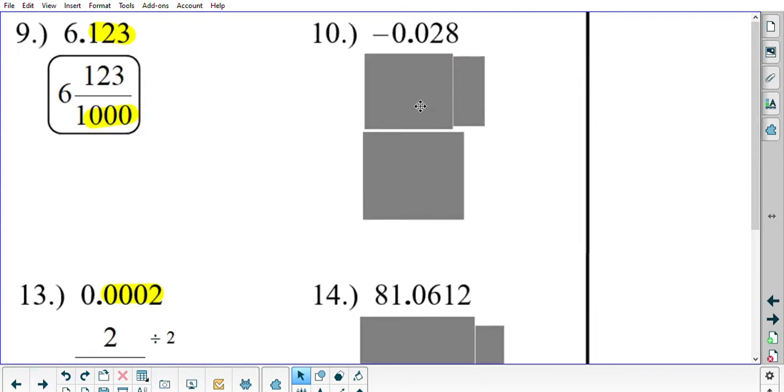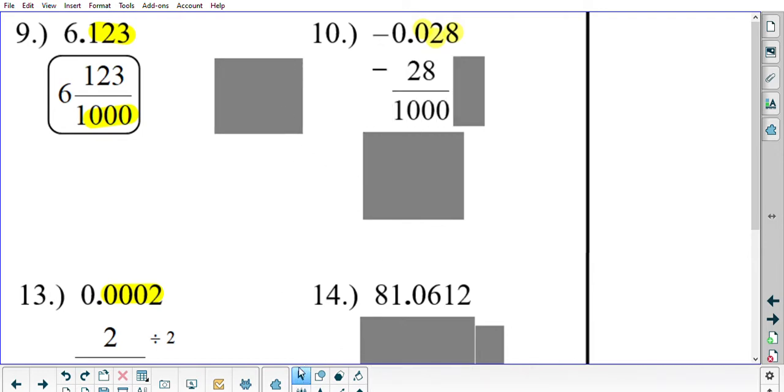Moving on, number 10. Did you throw the negative in front of the fraction? I hope you did. This is going to be, let's count the place values here. We have tenths, hundredths, thousandths. So this should be negative 28 thousandths. Now, there's two places you can put the negative. You can put it in the numerator, or you could actually put it to the left of the fraction, kind of in front of the fraction. They actually will both be equivalent to each other. So I'm okay with you putting the negative in the numerator or to the left of the entire fraction. Either way will work. All right, where was I?